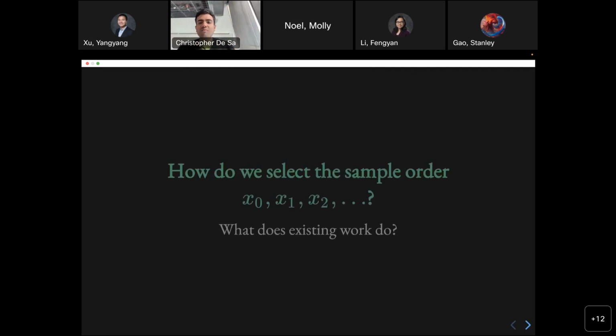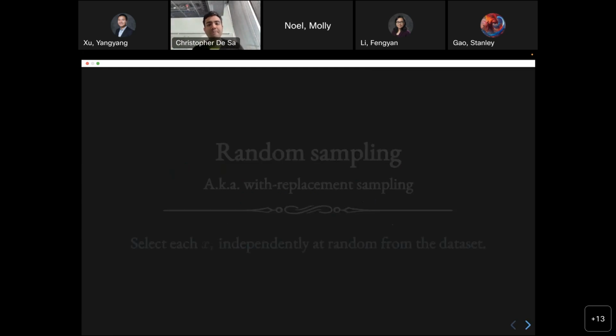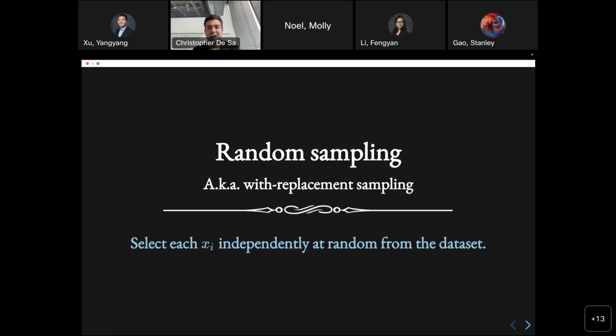But within all of these algorithms and with all of these settings, there's the question of how to select the order in which we use the examples. How do we select the sample order x0, x1, x2, etc.? There are a bunch of things that are popular for people to use that we see a lot in the literature. Perhaps the most commonly used method in theoretical papers is just independent random sampling.